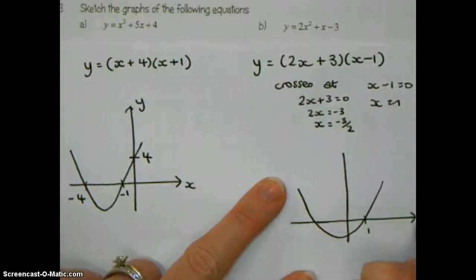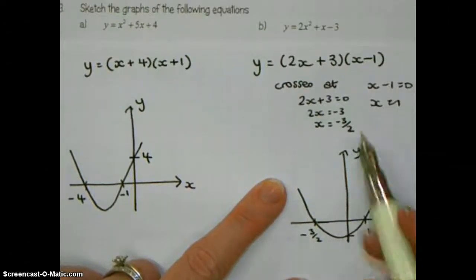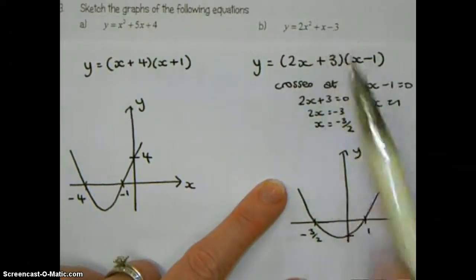That's 1, again our x and y, and that's minus 3 over 2. And in this case, where it crosses the y-axis, if we put a 0 back in here, we should get that that is minus 3.